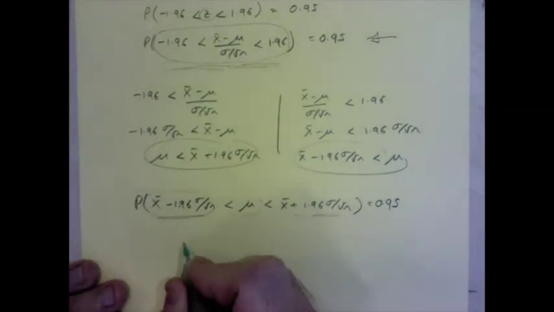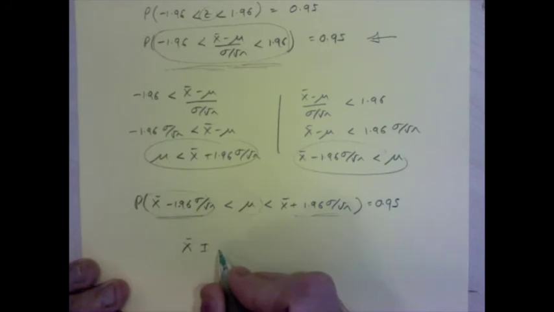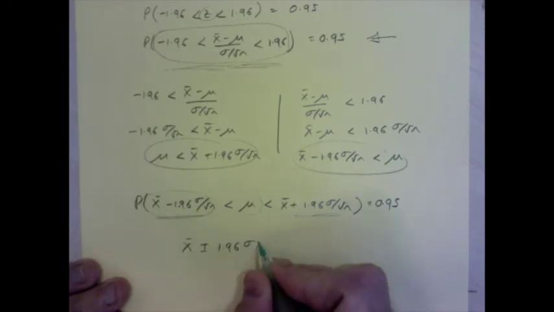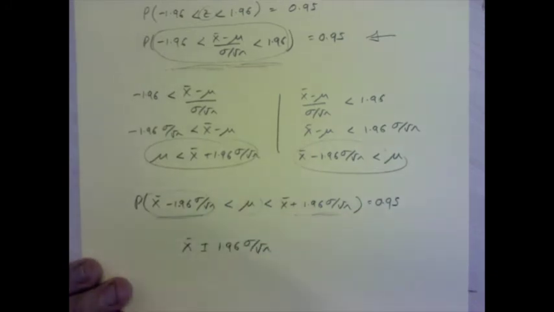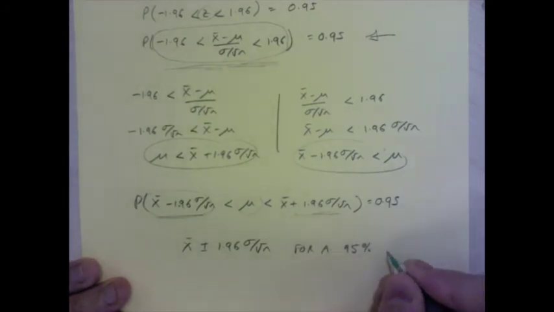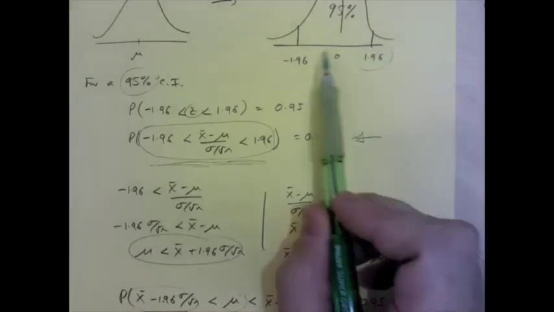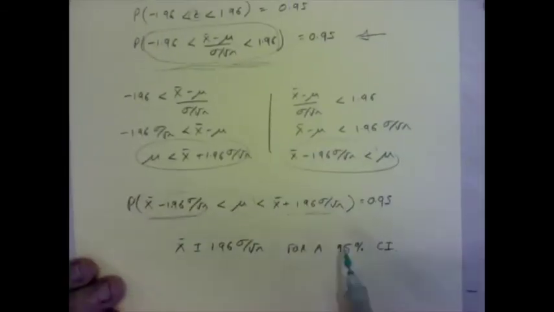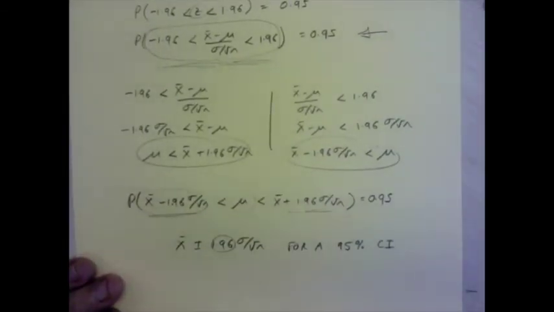So I can quite happily then say it's x bar plus or minus 1.96 sigma on root n for a 95% confidence interval. And of course, if I wanted a different level of confidence, I would have used a different value of Z, and that would show up in my result here. So that is how we get to that particular formula.